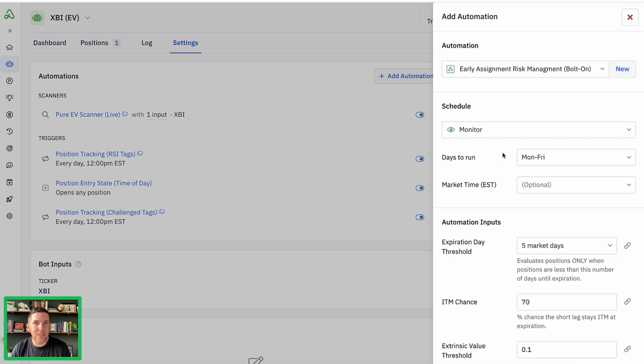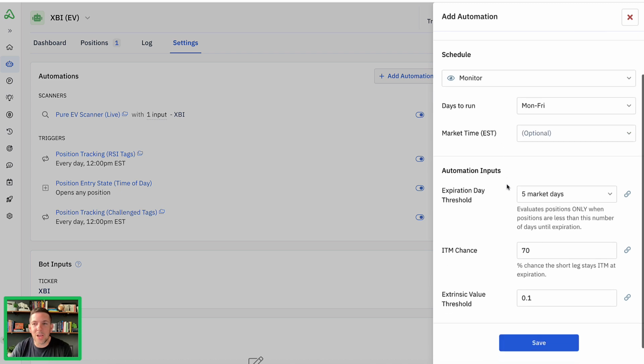It doesn't need to run unless the bot has positions. That's a really important point. There's no reason for us to monitor for early assignment unless we have positions. So we're going to run as a monitor automation. We're going to run it every day, and you can choose if you want to run it on up market times or not, but I'll just run it all the time.